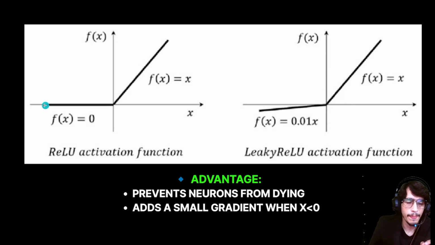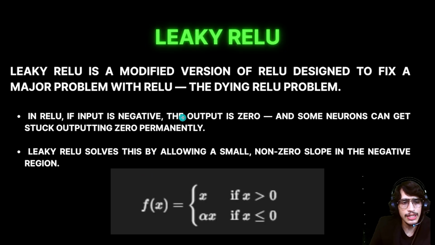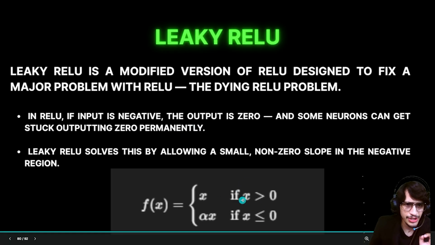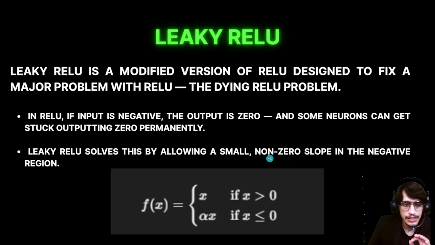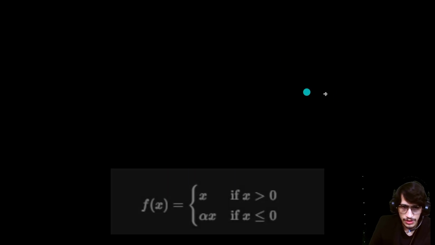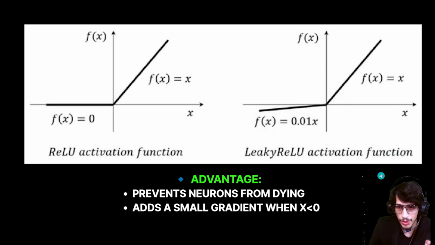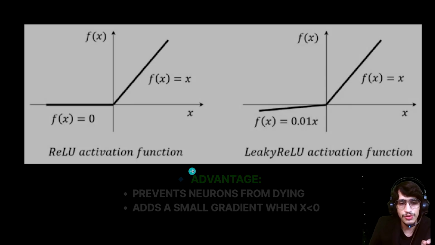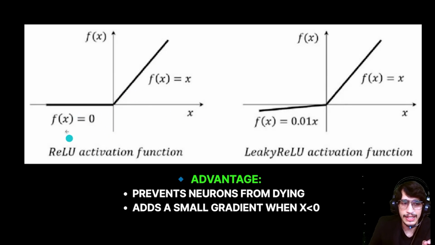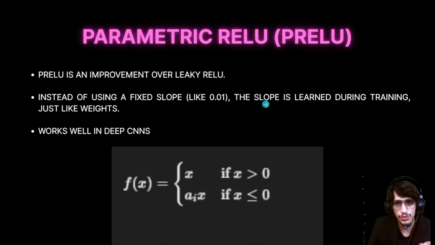So what is this? This is giving a small negative output instead of 0. So here our weights will not get stuck without updation, and this also solves the dying ReLU problem. Okay, so this was about Leaky ReLU. In Leaky ReLU, we just put a fixed alpha and multiply by x. After that, there is another one which is Parametric ReLU, PReLU.